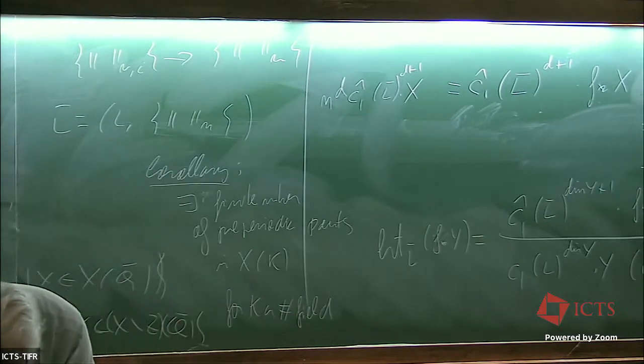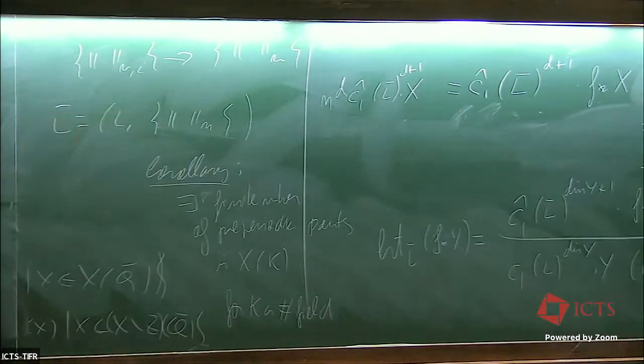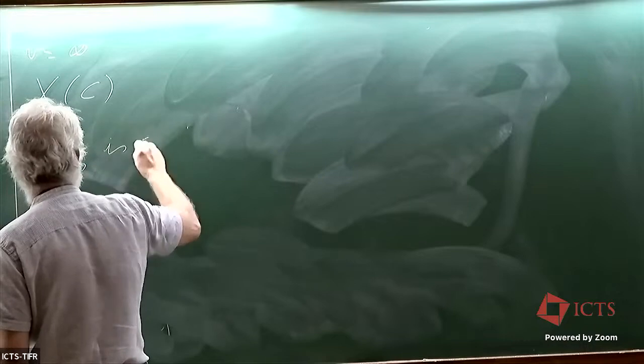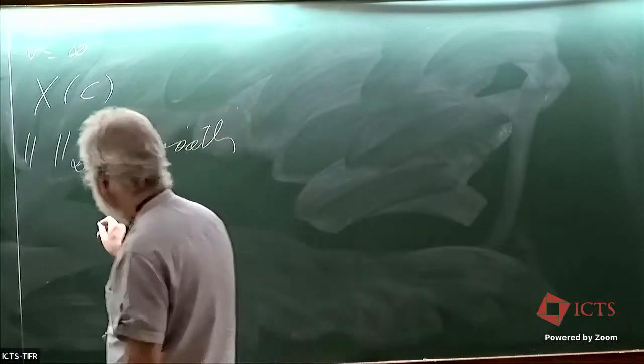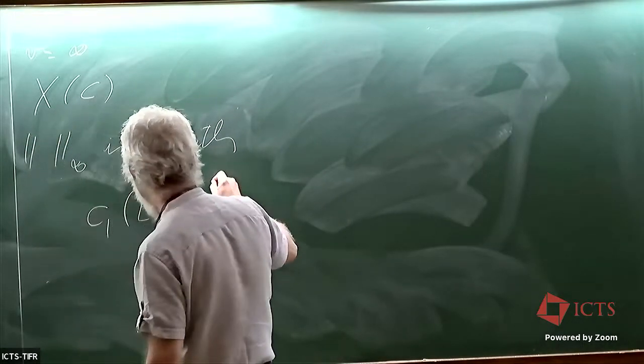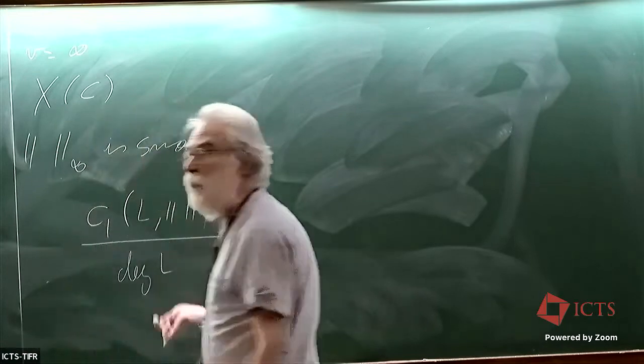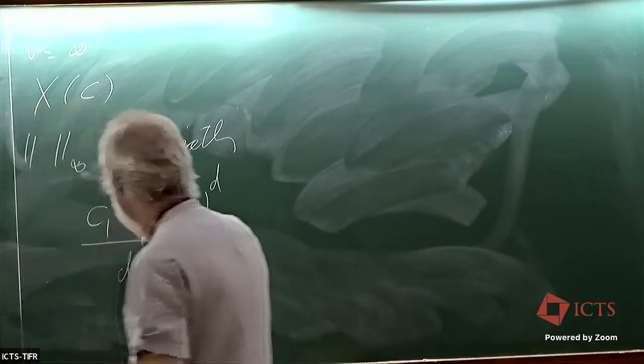Okay, now I need a little new ingredient also. So if I am in the case over C, v is the place at infinity, and I am in X of C, and I have that the norm at infinity is smooth, then everybody knows what is the first Chern form of the line bundle with this metric to the power d, which was the dimension of the variety. So this will be a differential form. And if the metric is not only a smooth metric, but a semi-positive smooth metric or a strictly positive smooth metric, this will be a volume form on the whole of X. And then I can divide by the degree of L, and this will be a probability measure on the whole space.